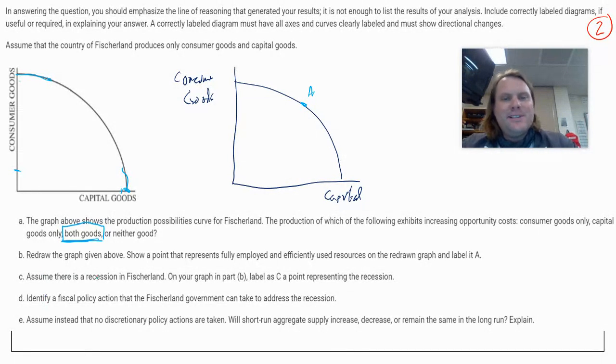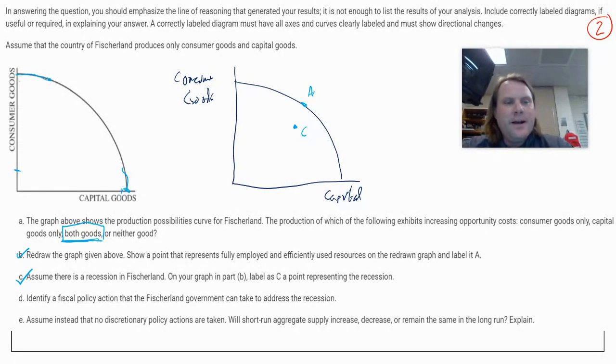Identify or assume there's a recession in Fisherland on your part in part B. Label C as a recession. We're not producing as much, right? That might be because of unemployment. That might be because of low demand. Whatever. We're not producing as much.